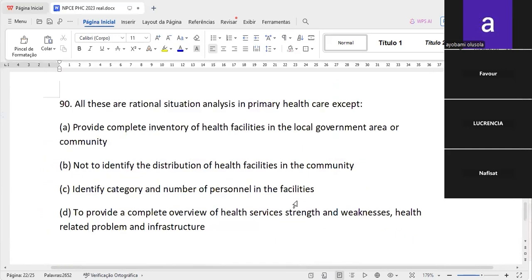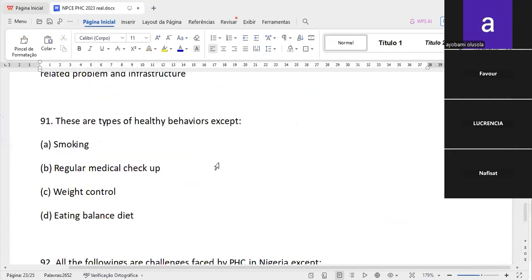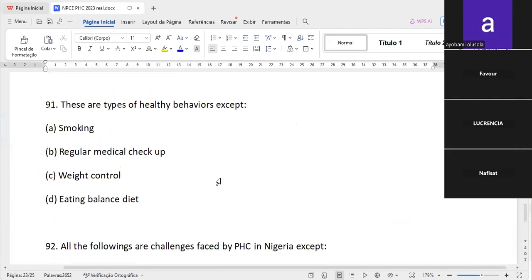All these are rational situation analysis in primary health care, except B, not to identify the distribution of health in the community. These are types of healthy behaviors, except smoking. Correct.